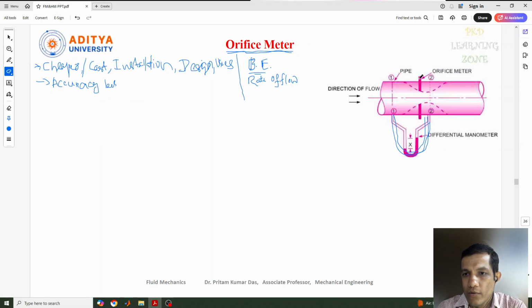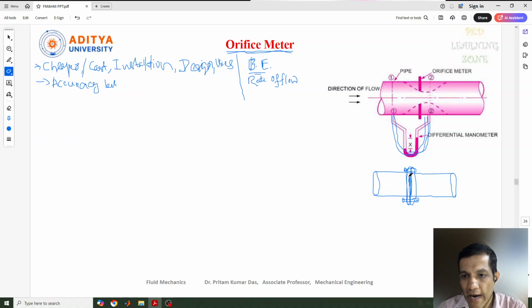Anyway, suppose there is a pipe and the liquid is flowing through it. At any point of this pipe we can put one orifice plate, or orifice meter. So how can we put the orifice plate in this pipe? There are two different flanges. Flanges are used to hold other equipment, and these flanges will be tightened by nut and bolt. In this flange we can put the orifice meter in between.